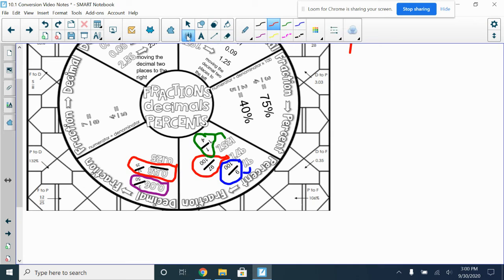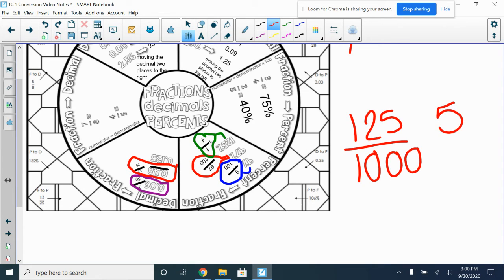So I have 125 thousandths. I read it, I wrote it. Let's reduce it. 25 goes into 125 5 times because there are 5 quarters in $1.25. And then 25 goes into 1,000 40 times because 25 goes into 100 4 times with 1 0. And then I have 5 over 40.